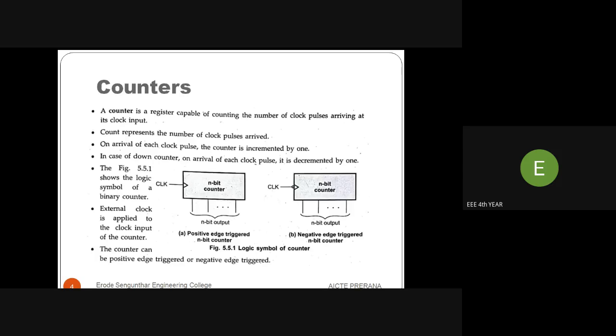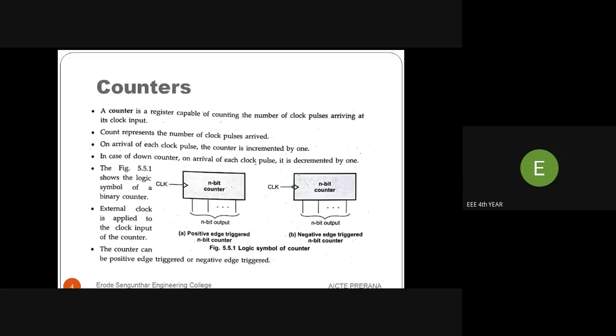input. For every clock pulse input, it counts the pulse. So what is the term count? Count represents the number of clock pulses arrived. On arrival of each clock pulse, the counter is incremented by 1. On arrival of every clock pulse input, it counts the value up by 1. This is called an up counter. In case of a down counter, on arrival of each clock pulse, its value is decremented by 1.